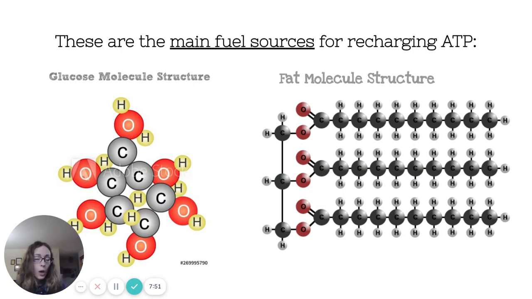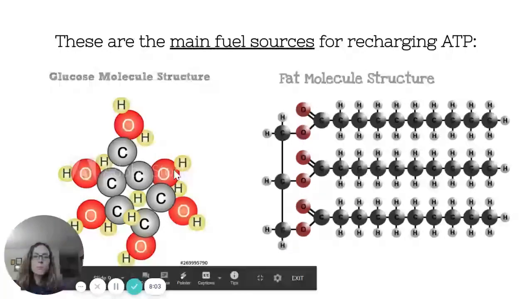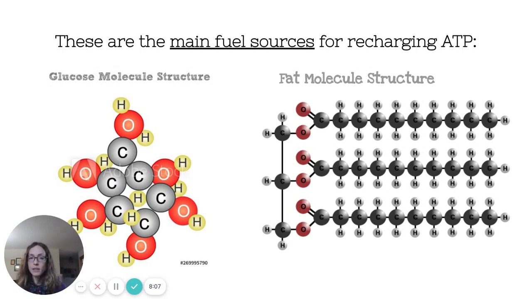So you obviously do not eat wood or gasoline like a campfire or a car. You eat food. And the main fuel sources that we have for recharging ATP are glucose and fat. We're going to focus mostly on glucose because actually that's the main source of energy that can be directly used to recharge ATP. Fat is made of a lot of the same chemical stuff as glucose is. It's just made of carbon, oxygen, and hydrogen.